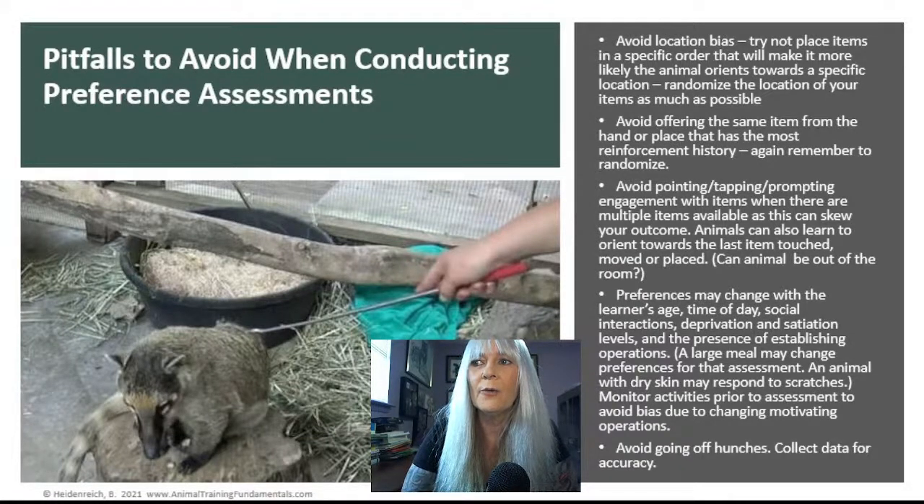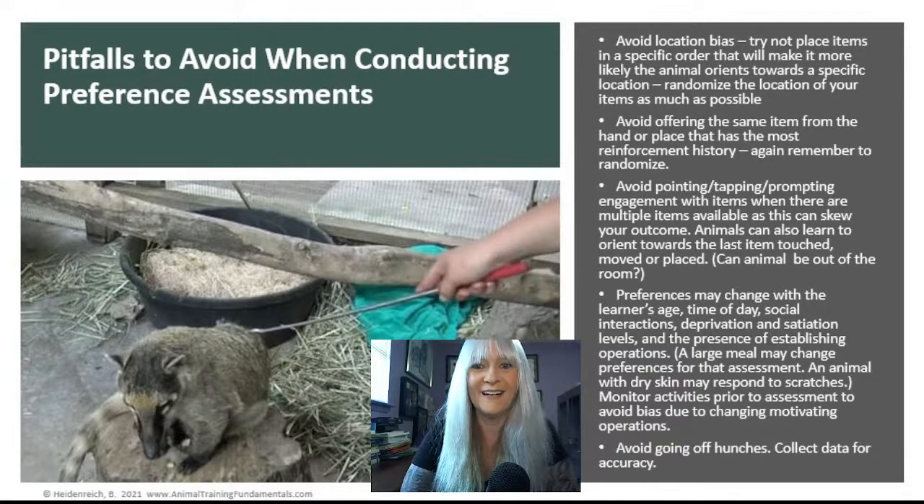What things were more easily noticed in terms of vision? Were things more easily noticed in terms of smell? Do things have reinforcement history, like being in the food bowl? All those things were things for me to think about. So we have to be careful about location bias. Try not to place items in a specific order, because that will make it more likely the animal will orient towards a specific location. So we have to randomize the location of our items as much as possible.